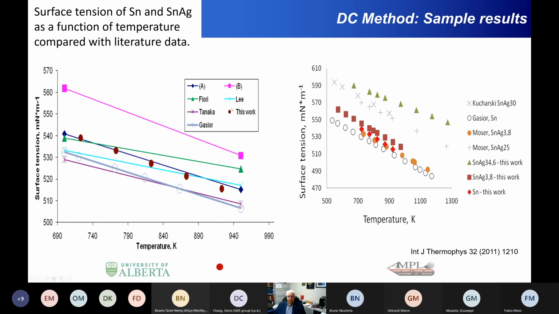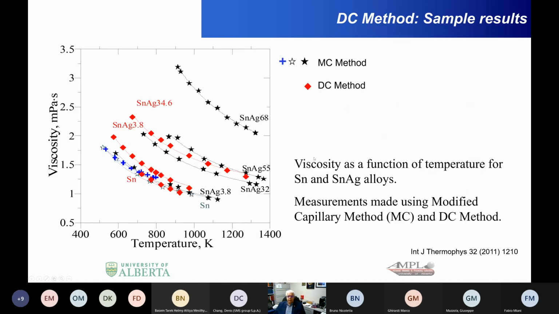And these brown circles are the results of Tomac's work, compared with other people's results that were done using different techniques. And over on the right, you can see now with tin silver alloys. Again, this is Tomac's work, where he compares it with other published work using other techniques, and the agreement is quite good. This is for surface tension.